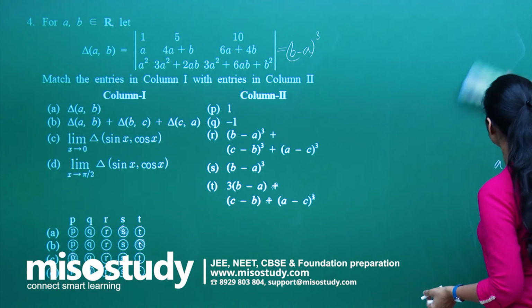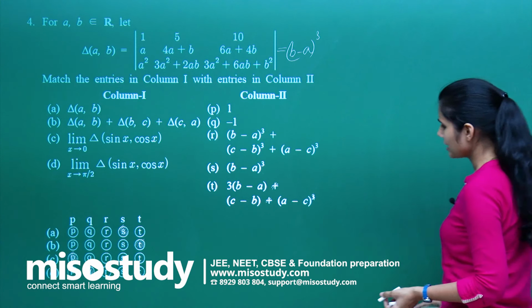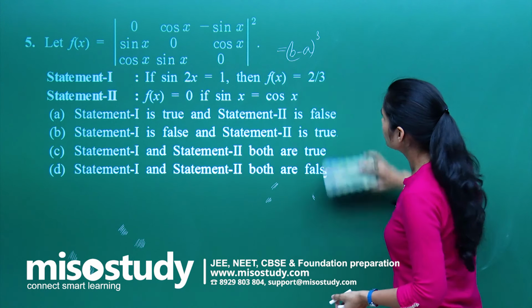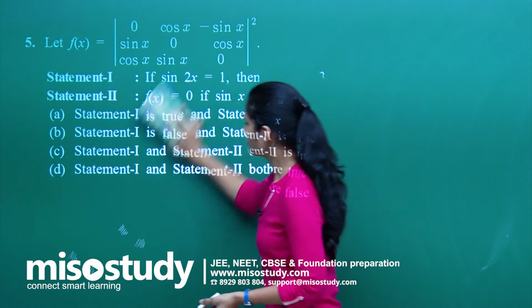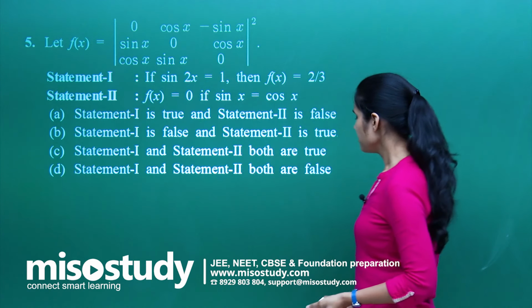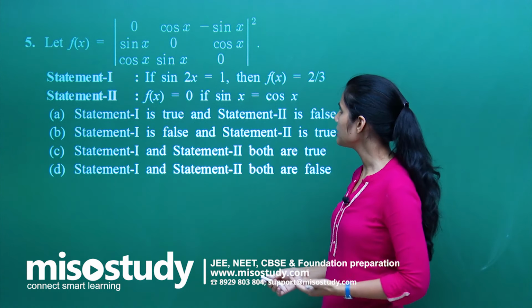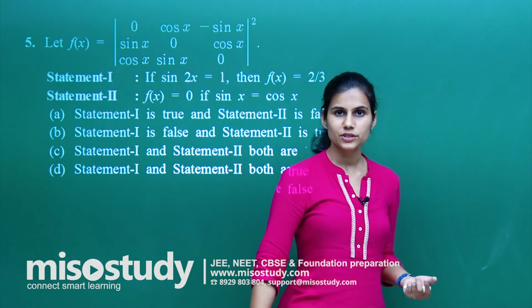Now, once we have done this matrix matching thing, let's move on to the next question, which is let f(x) be equal to this. Statement 1, statement 2. So I need to actually verify these statements. What is this given to me? Let's try to find out.